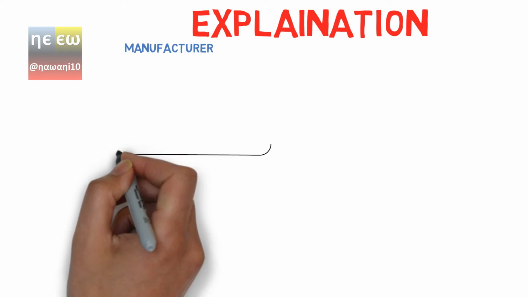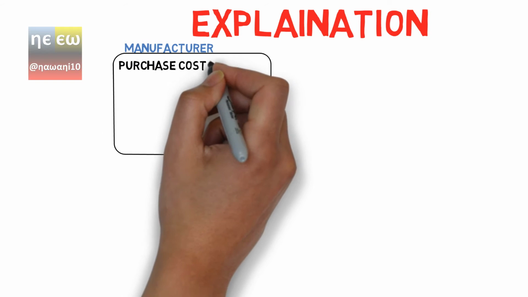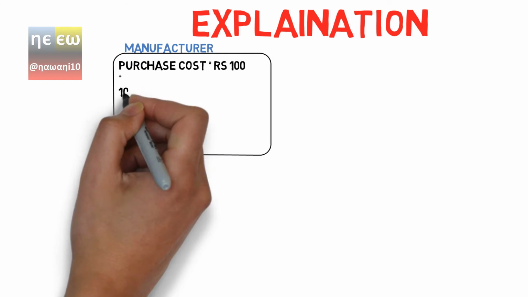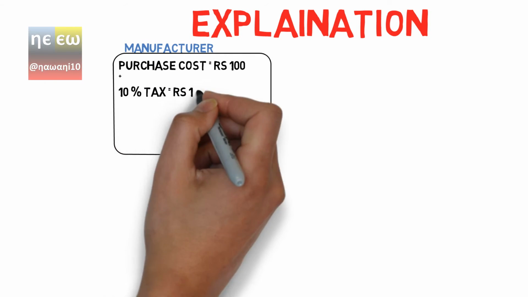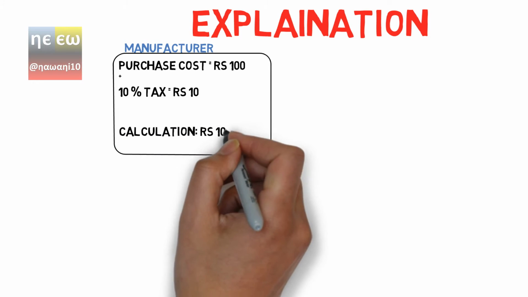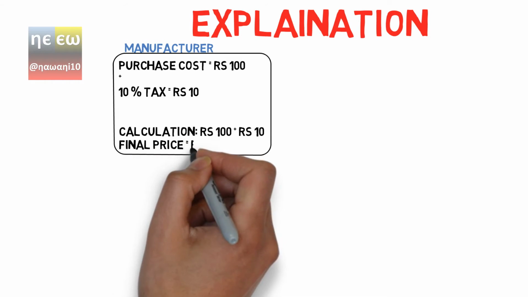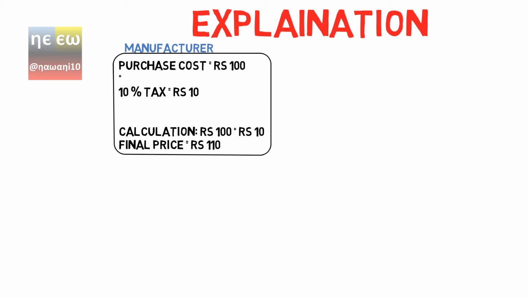Explanation. The manufacturer purchases raw material. Purchase cost equals ₹100 plus 10% tax equals ₹10. Calculation, ₹100 plus ₹10. Final price equals ₹110.